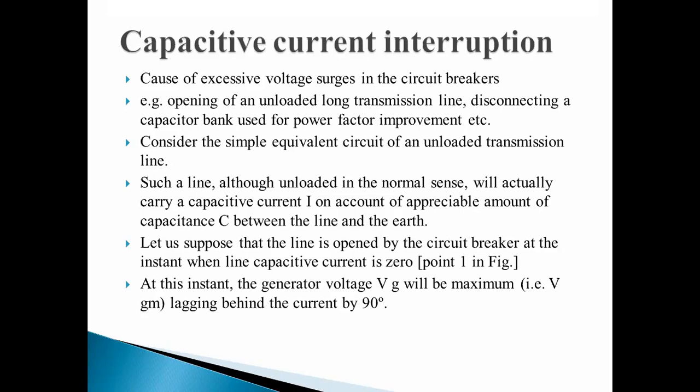For example, opening of an unloaded long transmission line. Sometimes when we are considering long transmission lines, that transmission line becomes unloaded, meaning the load on that line becomes 0 or very low. Or disconnecting a capacitor bank used for power factor improvement.